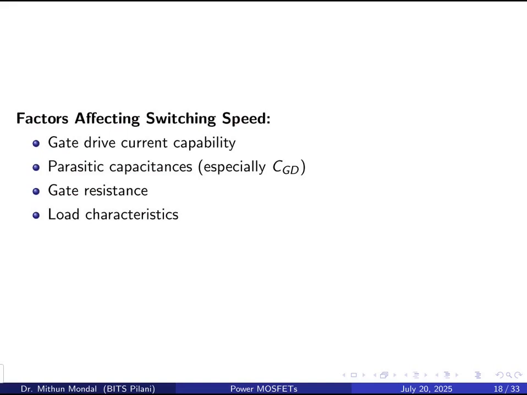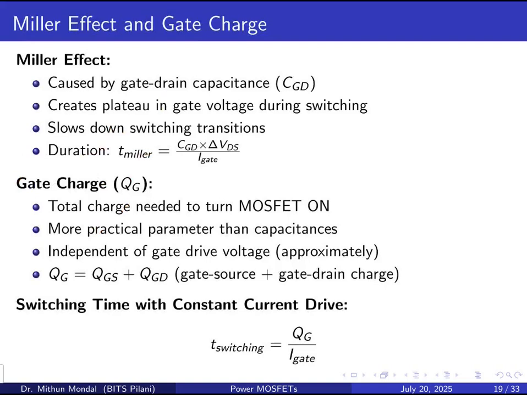So there are certain factors which affect the switching speed. The first factor is gate drive current capability. Then the parasitic capacitances, especially the CGD, which is the gate to drain capacitance, the gate resistance and the load characteristic. These are certain factors which will be affecting the switching speed of the MOSFET.